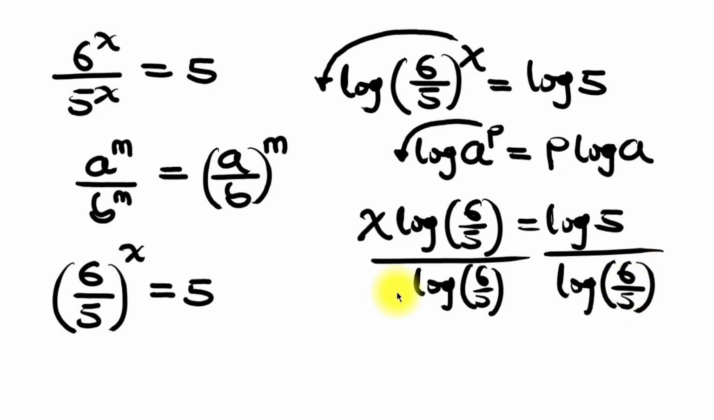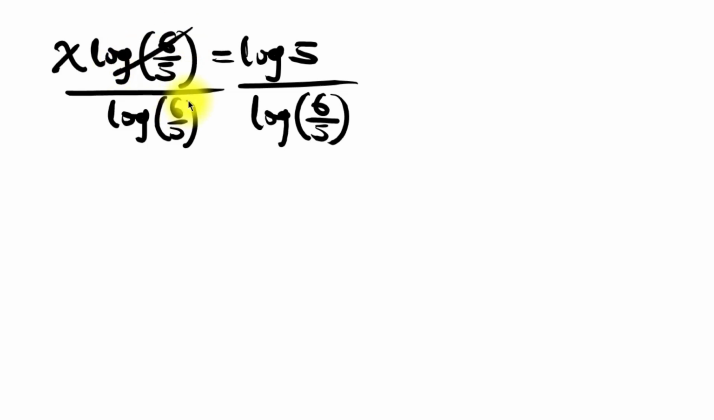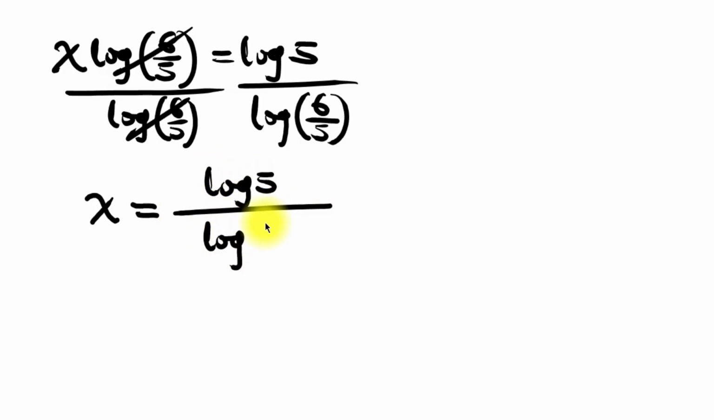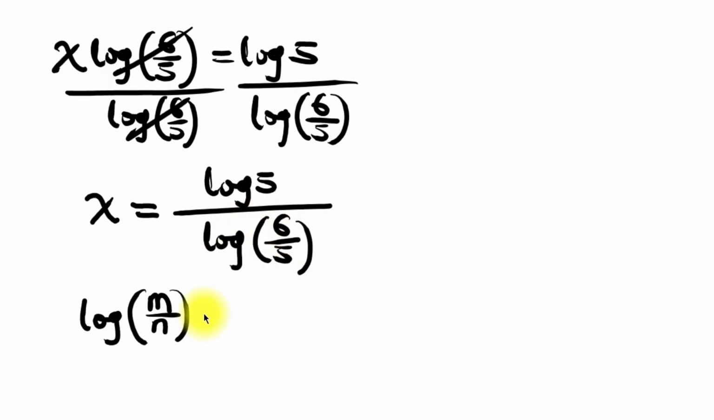Very good. Now watch something. This cancels this, leaving behind x equal to log 5 all over log 6 over 5. Very good. But we can't stop here. We have to simplify further by applying the property of logarithm that says that when I have the log of, for example, m over n, just as we have here, this expression can be written as log m, and since I have division, this will be minus log n. Good.